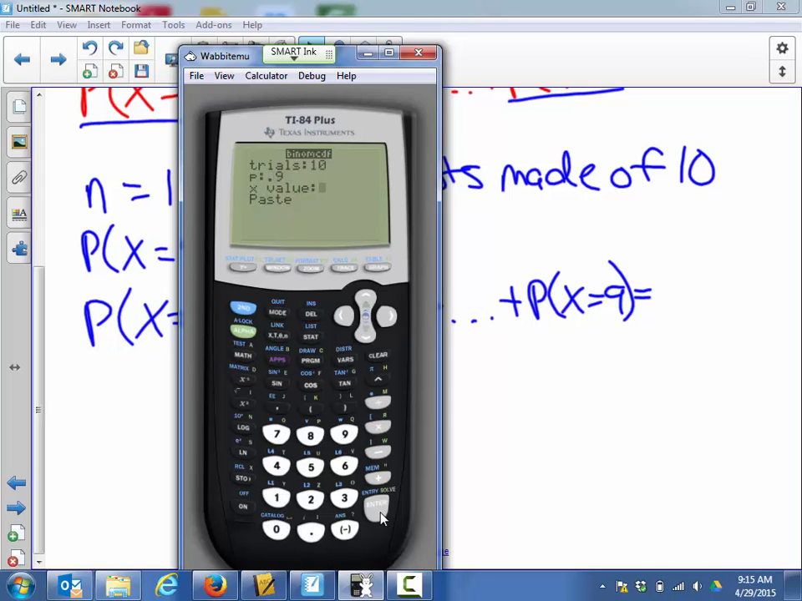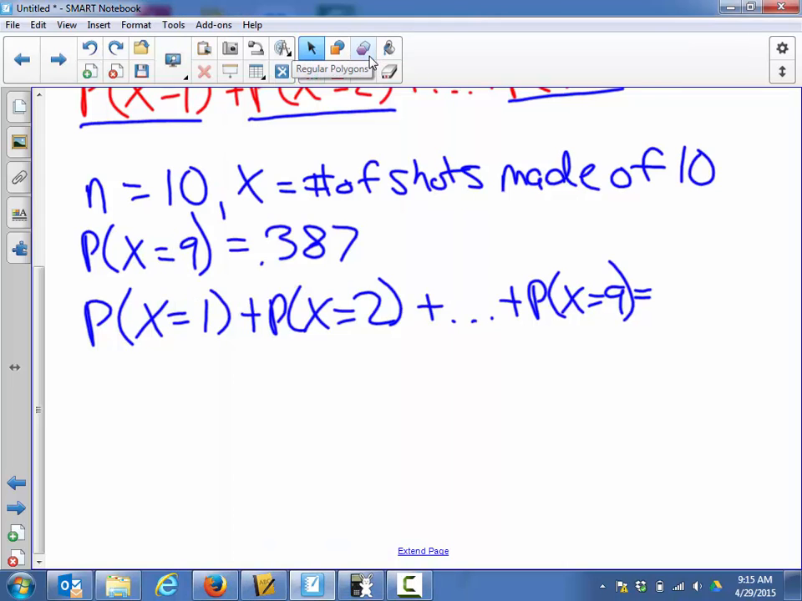So we still have 10 trials. It's 10 consecutive free throws. The p-value has not changed. He's still a 90% free throw shooter. The x-value we're going to leave at 9. We'll paste that and get 0.651. So there's a 65.1% chance he makes 9, 8, 7, 6, and so on, down to fewer shots.